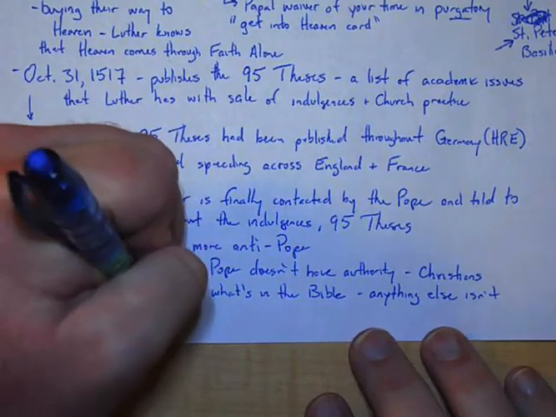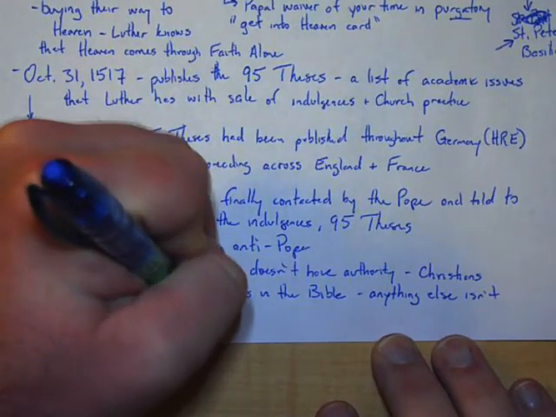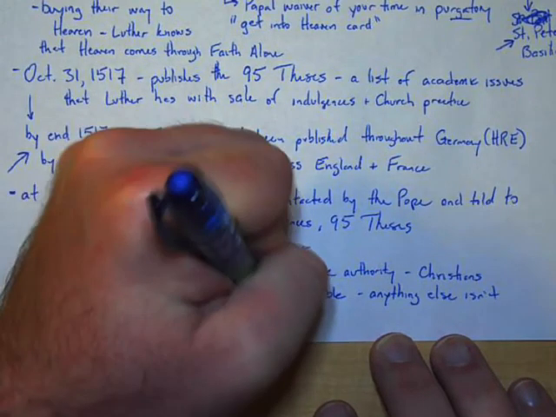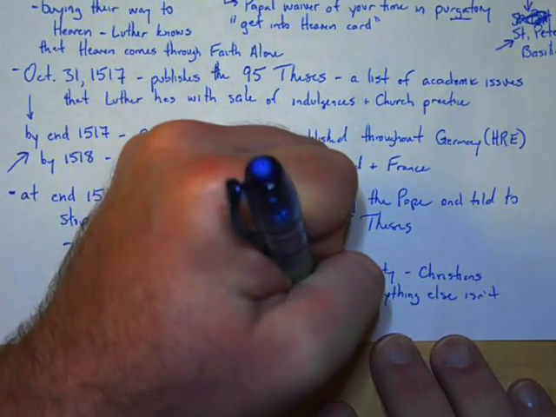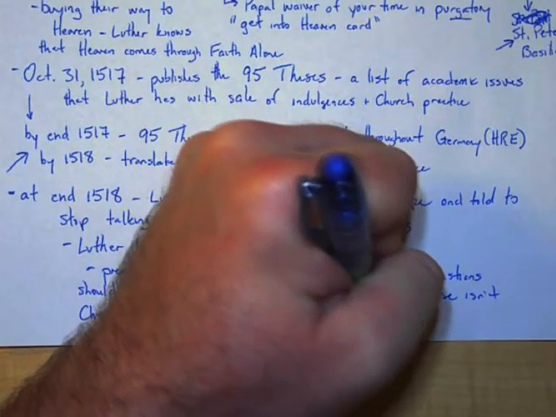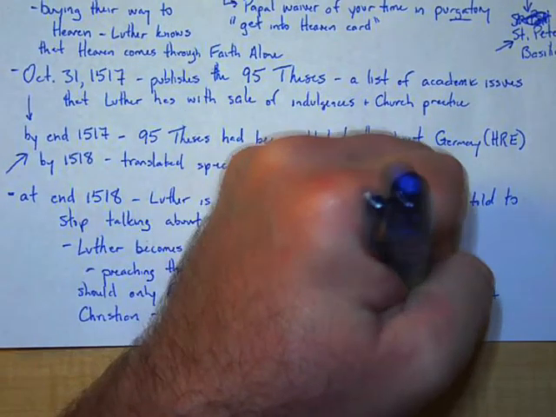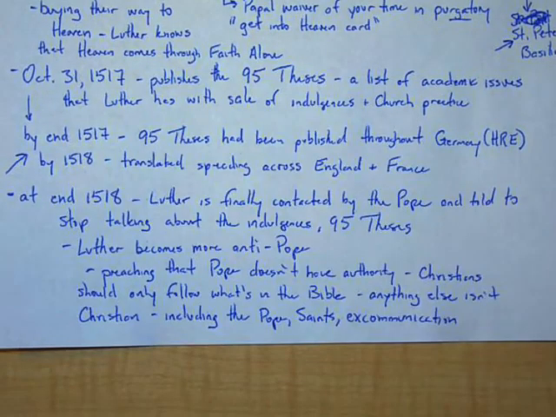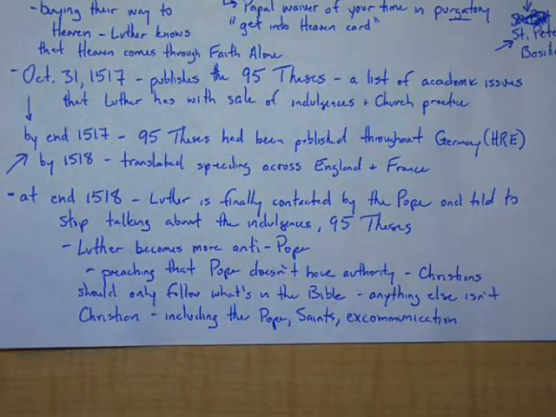And guess what's not in the Bible? The Pope, the saints, the idea of excommunication, which basically cuts you off from God. None of these things exist. So Luther is going around telling people the Pope isn't Christian, the saints aren't Christian, excommunication isn't Christian. Those are things that were created by the Catholic Church, not by Jesus. It's not in the Bible.